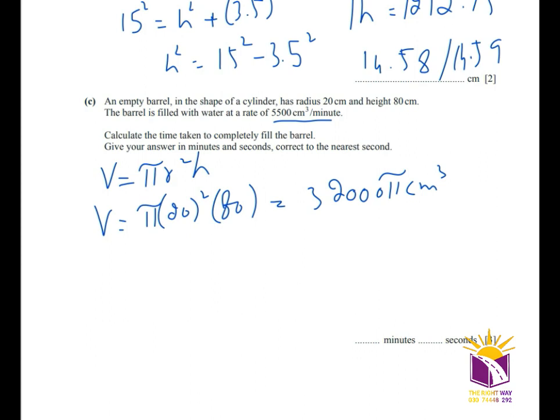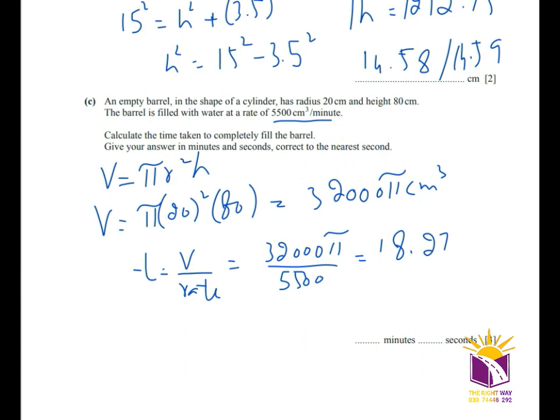Now the barrel is filled with water at a rate of 5500 centimeter cube per minute. So the time will be equal to volume divided by the rate, which will be 32,000 pi divided by 5500, and it will be equal to 18.28 minutes. So we will get 18 minutes.